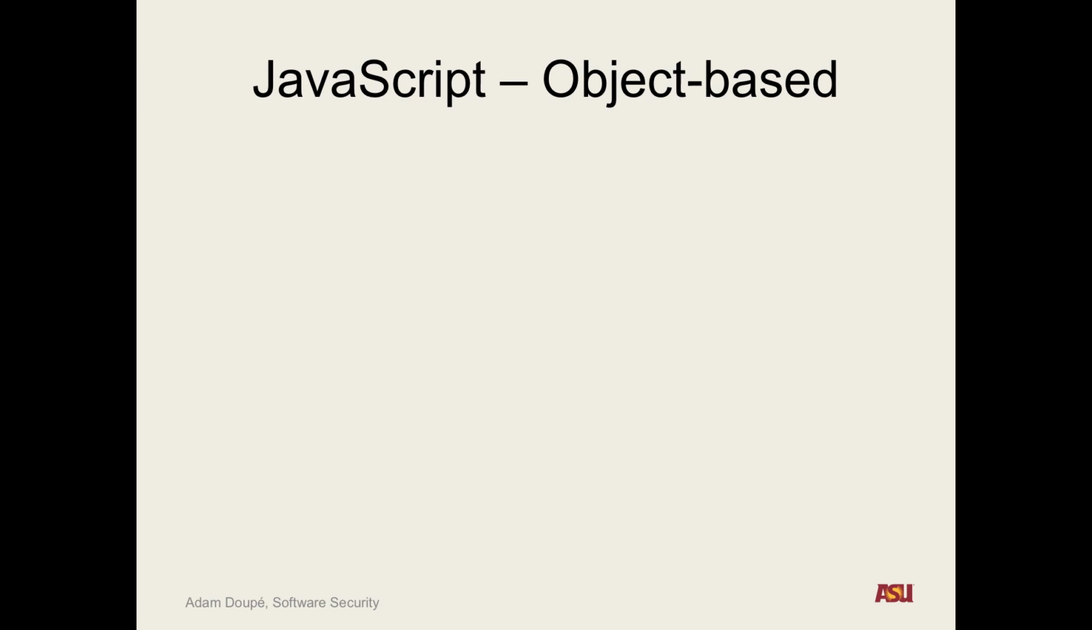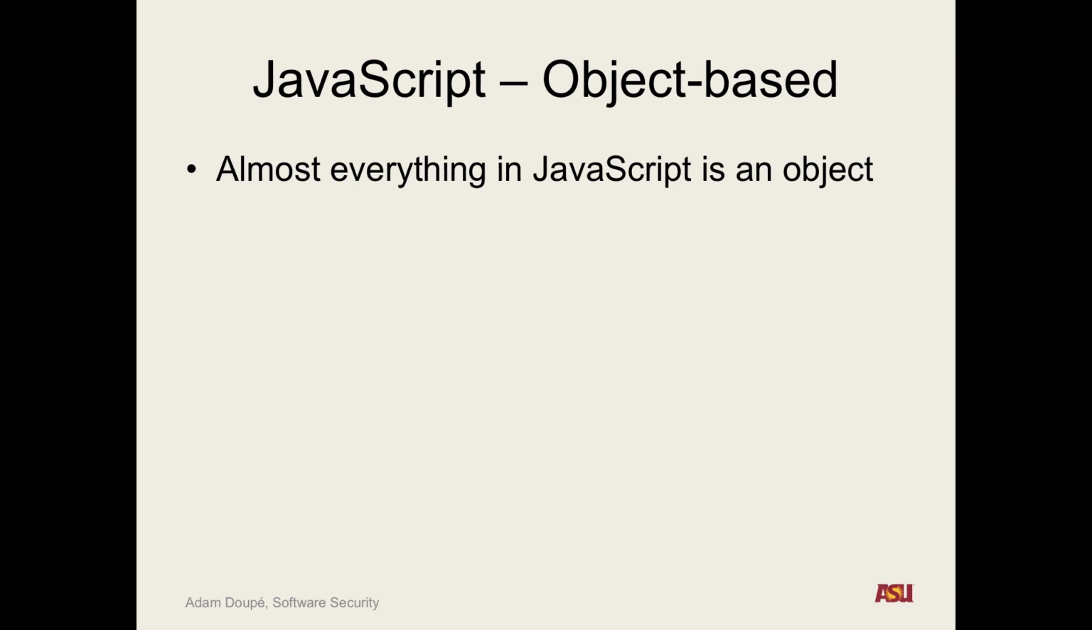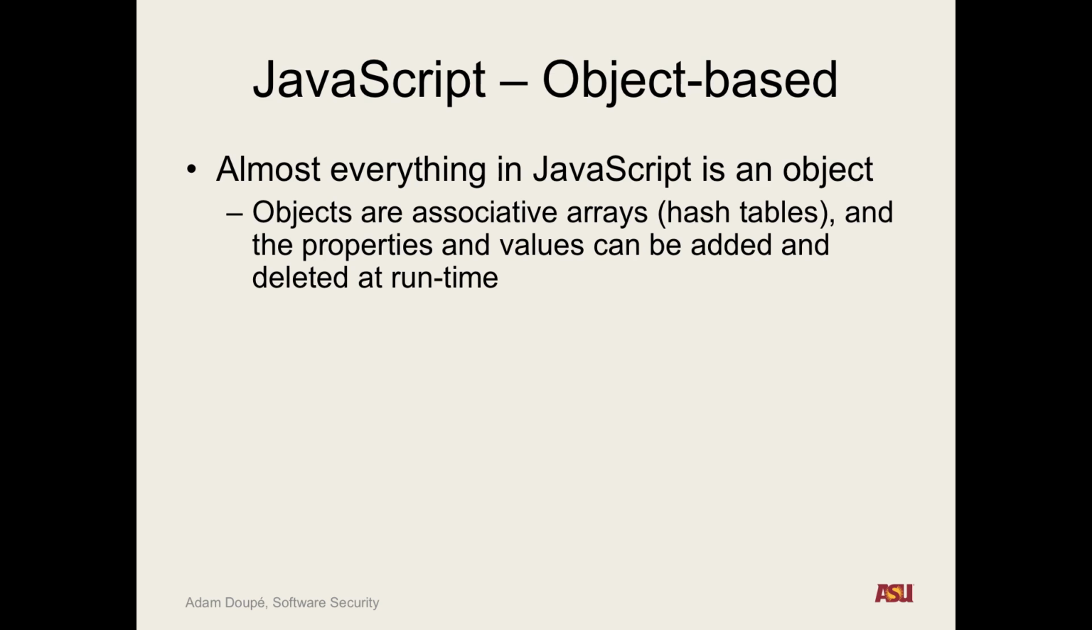Okay, so now we're going to dig in a little bit more into JavaScript, the language, to see how weird things can get. So JavaScript is object-based, which means almost everything is an object. And objects are essentially associative arrays or hash tables, so key-values. And properties and values can be added and deleted at runtime.